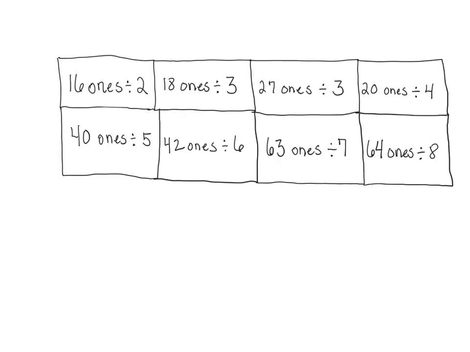16 ones divided by 2. So we would have a total of 16, and we would have to break it up into 2 groups. And we would have to take each of the 16 and put some in this first circle and some in the second circle. And when we would do that, we would end up with 8 ones.